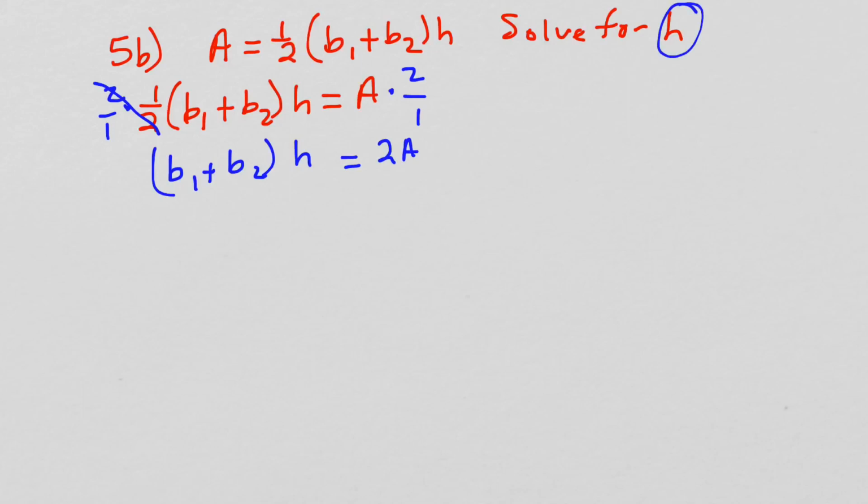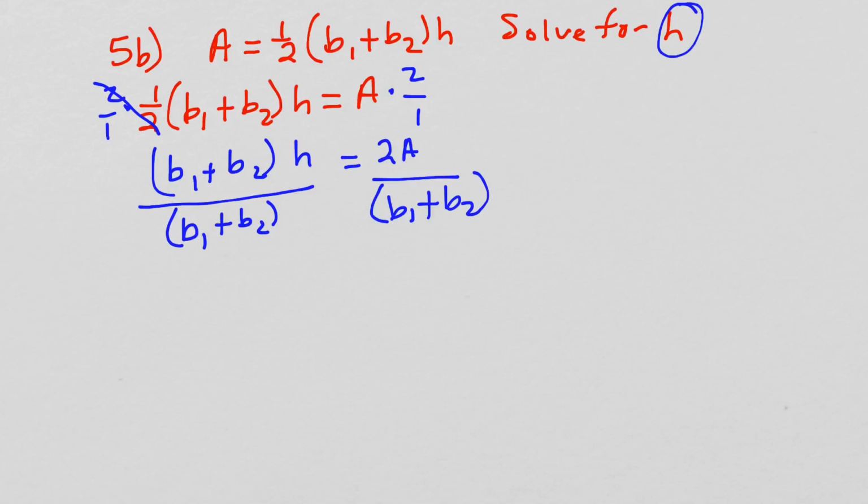Now we're solving for H. So what math operation is the quantity B1 plus B2 doing? It's multiplying. So the opposite of multiplication is division. Sorry, we're going to divide by the whole parentheses. So when I divide, these two cancel out. They leave me with H is equal to 2A divided by B1 plus B2. And now you have reviewed for your comp practice quiz.